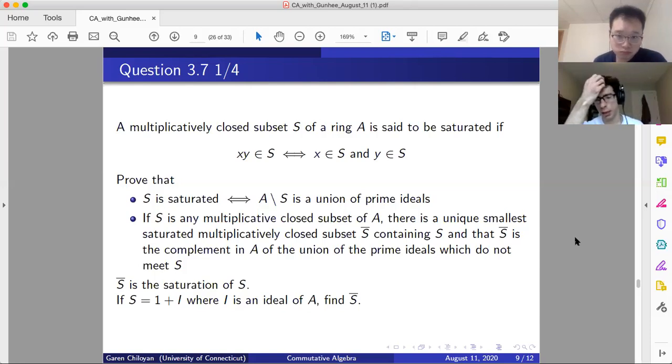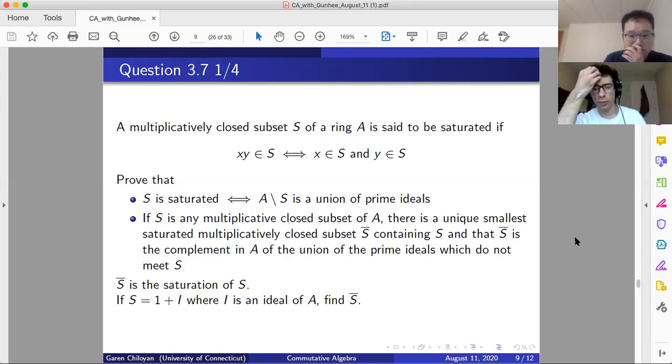So a multiplicatively closed subset S of a ring A, I will say saturated if the product of two elements is in S if and only if both of them are in S. So if you are a prime ideal, the product of two elements is in the prime ideal if and only if one or the other is in the prime ideal. In this case, a saturated set, it means both of them have to be in the prime ideal.